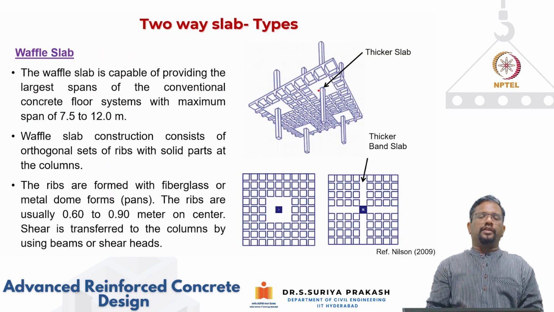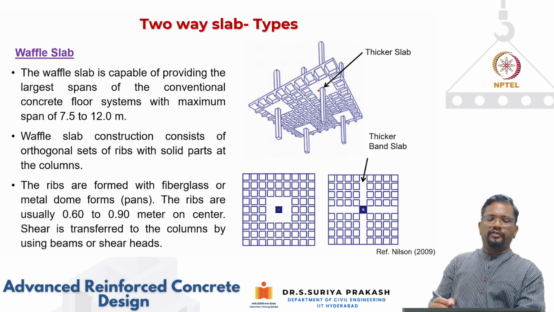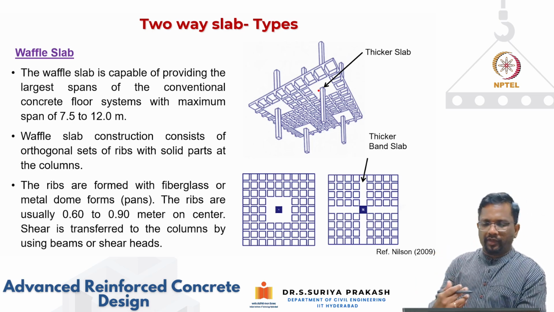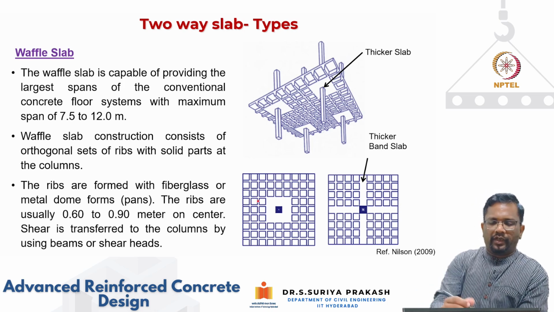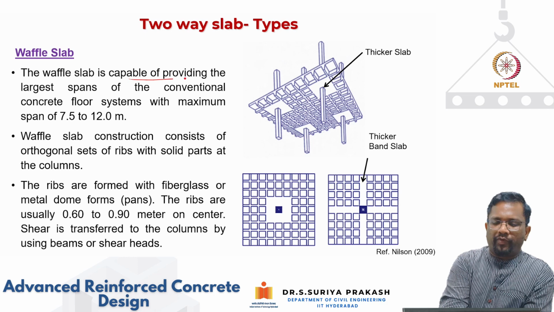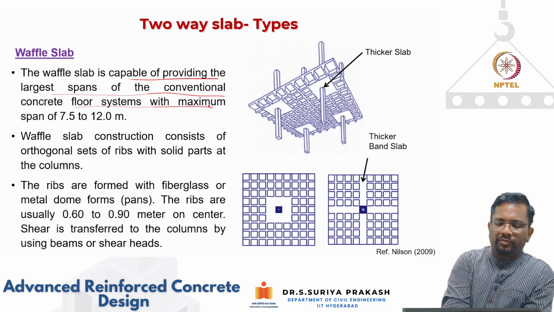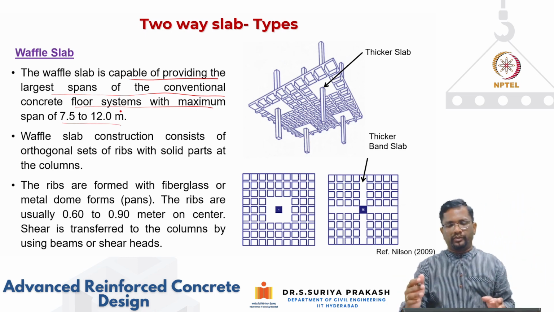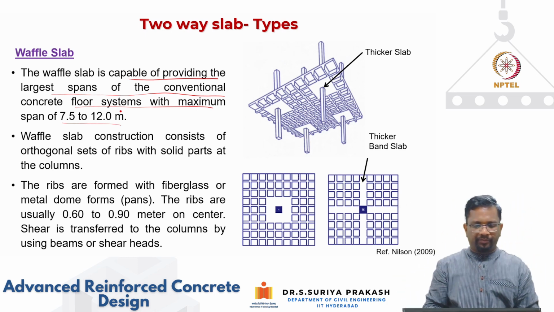Right. So there's another variety which is called waffle slab. Again, another two-way slab. And this waffle slab, as the name says, looks like a waffle that we eat, with all the small holes. Okay. And the waffle slab is capable of providing the largest spans for conventional concrete floor systems, with a maximum of 7.5 to 12 meter span. Also, we can construct using this waffle slab.